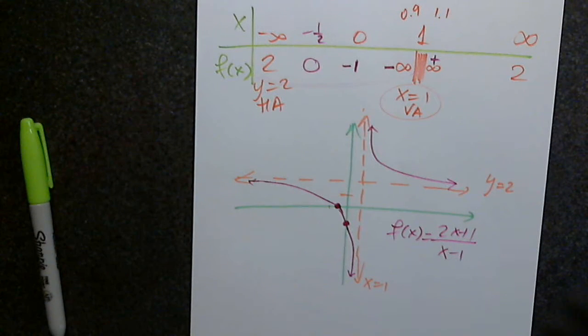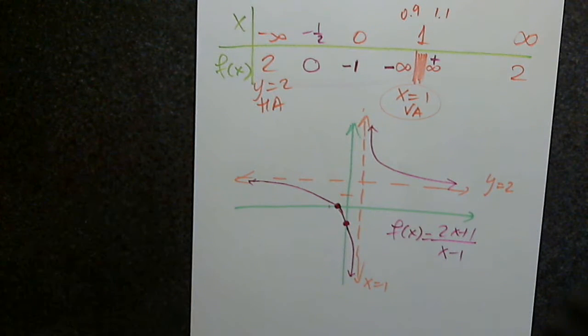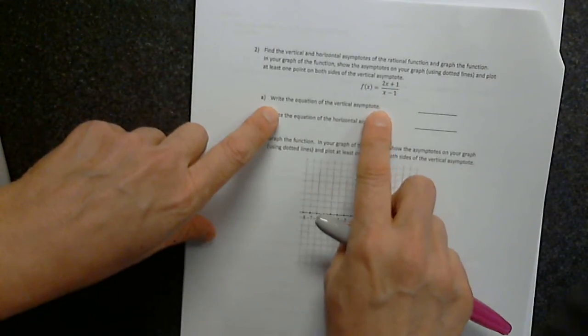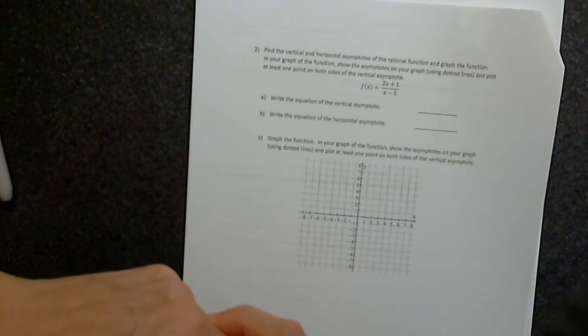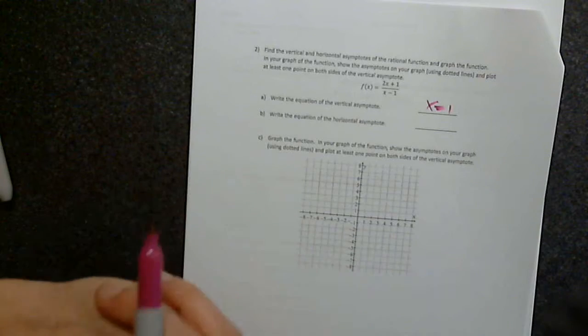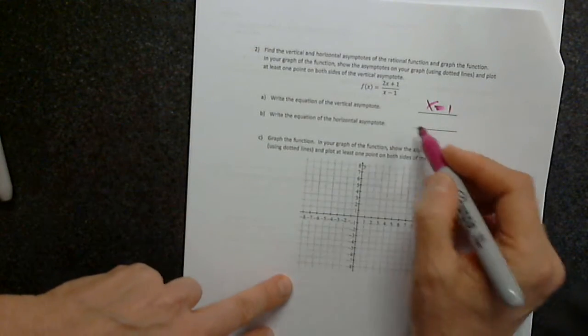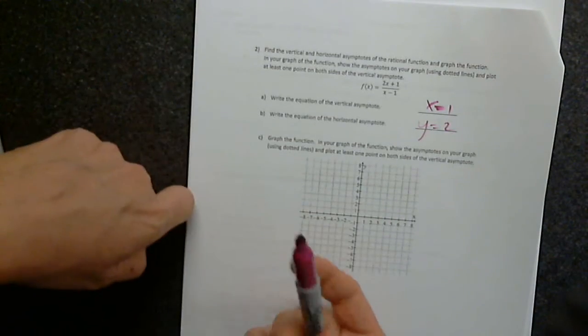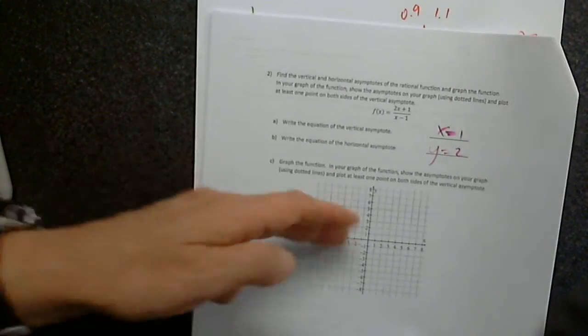Now let's go to, I gave full credit to my students even if they didn't fill this out, if they showed this, right? But let's try and fill it out. Write the equation of the vertical asymptote. Excellent. Write the equation of the horizontal asymptote. And that's it. And now graph.